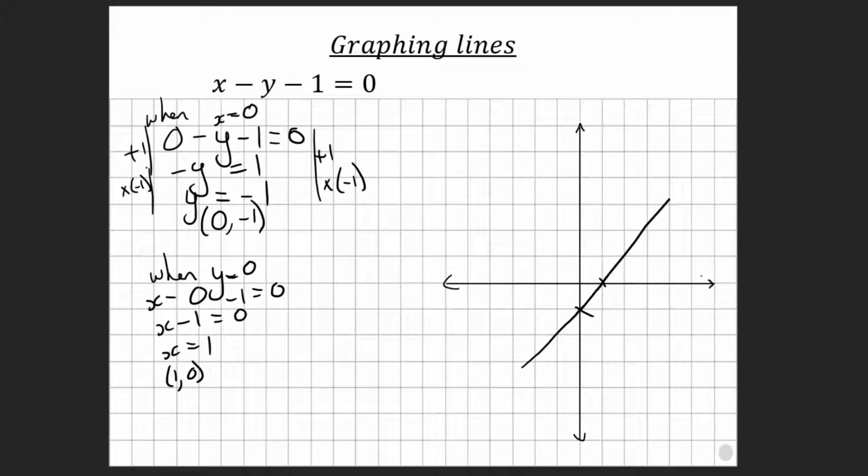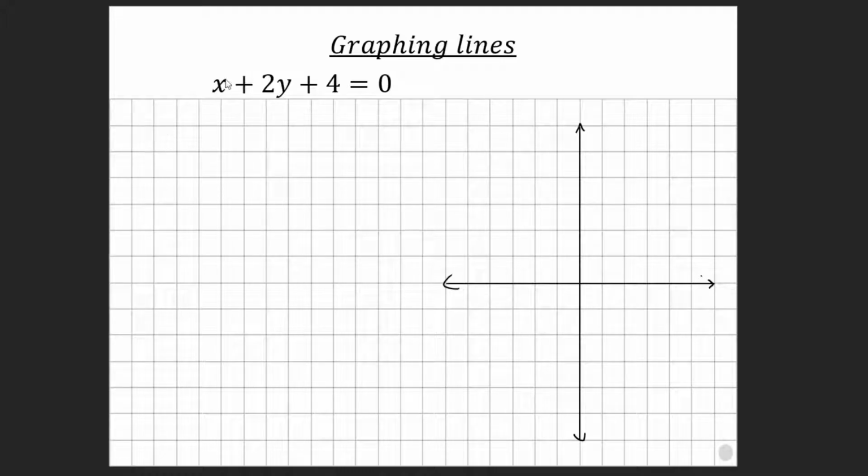Okay, let's have a look at a slightly more difficult one, and then I'll give you one or two of these to try yourselves. Okay, so we're looking at x plus 2y plus 4. Great. Now what we're going to do is we're just going to go again, when x equals 0, what does y equal? Well, we'll go 0 plus 2y plus 4 equals 0. So 2y plus 4 equals 0.